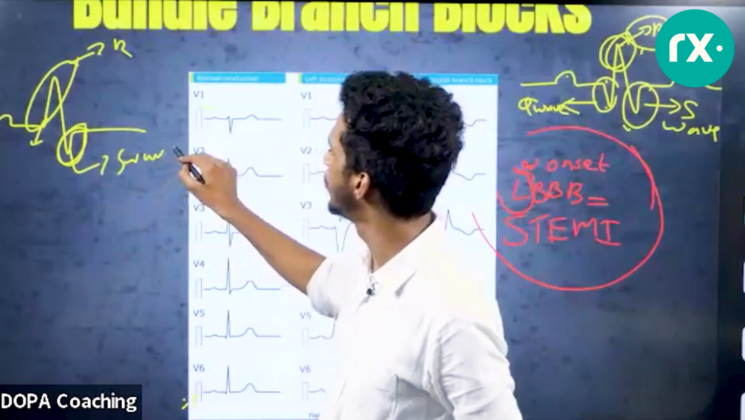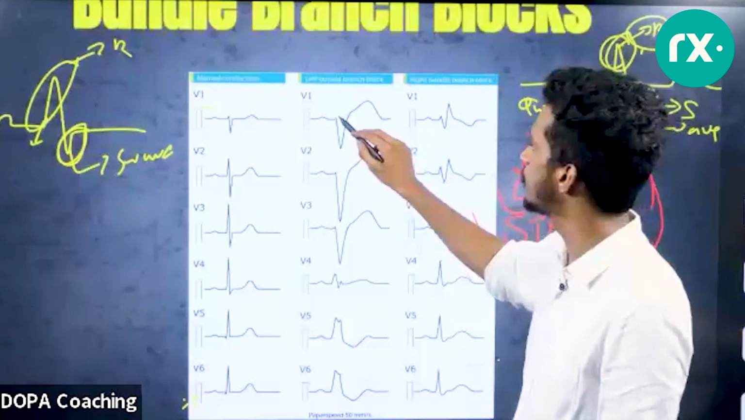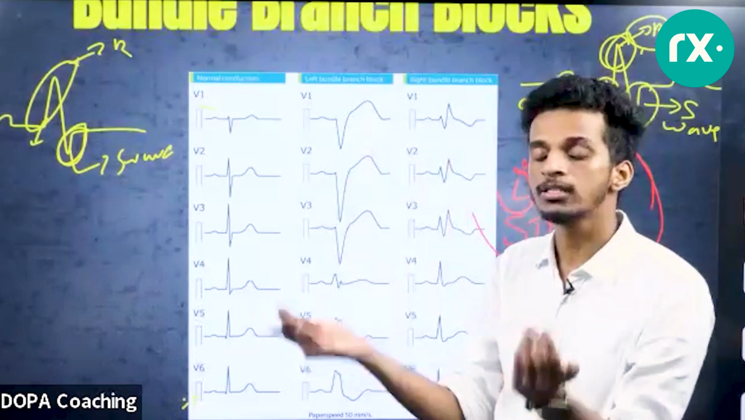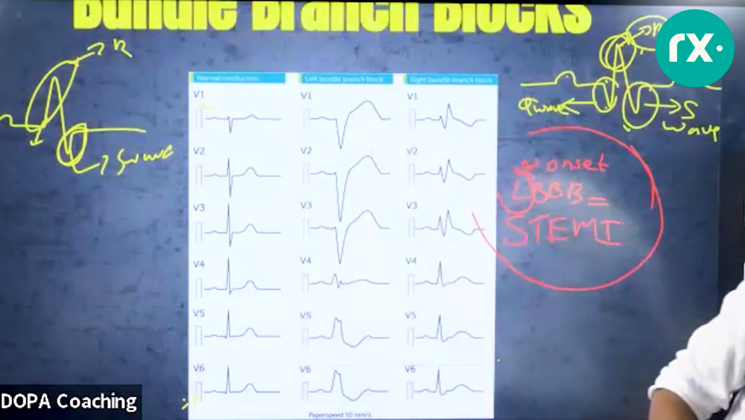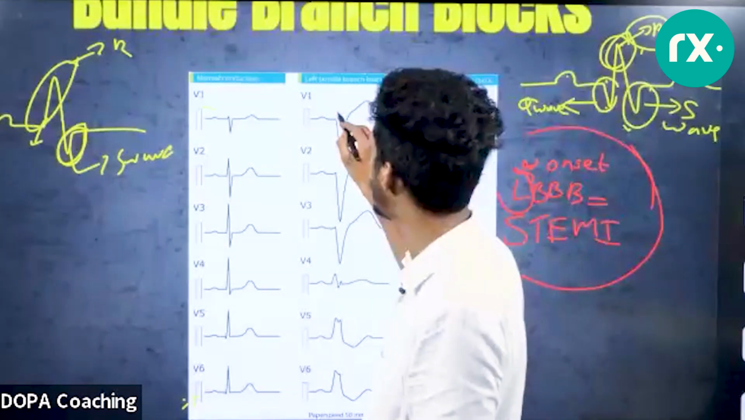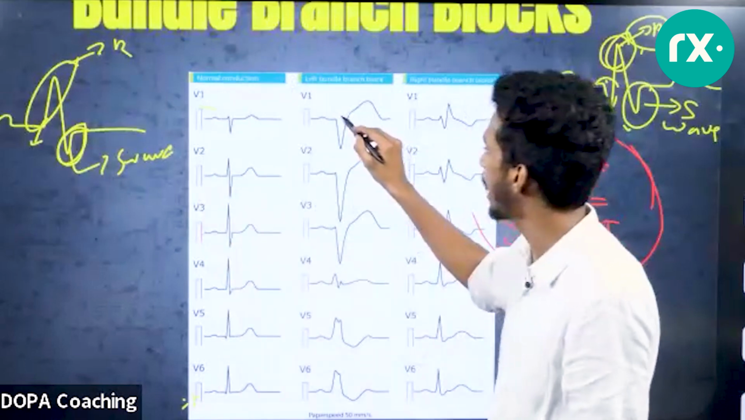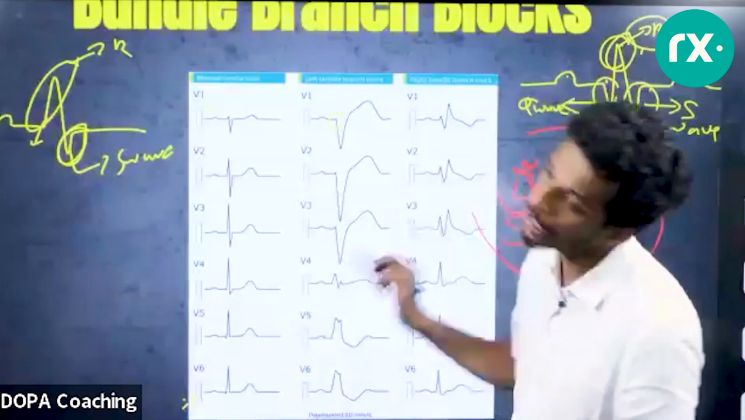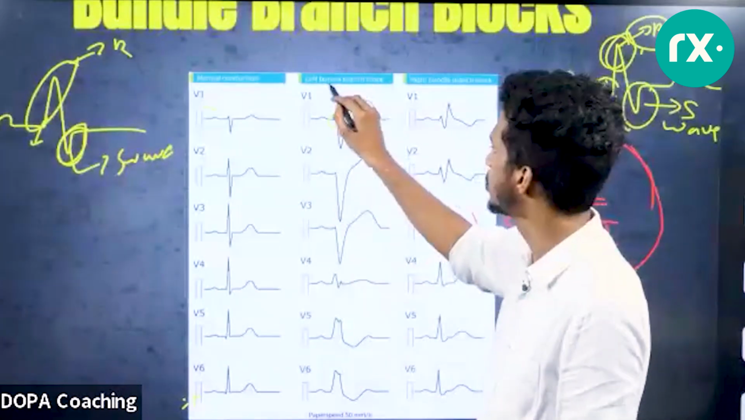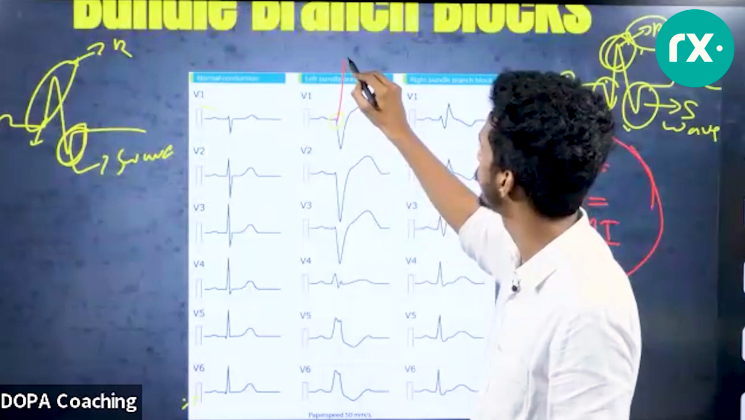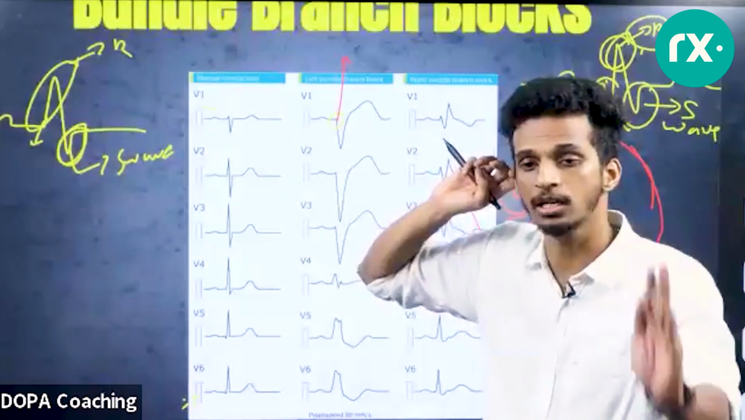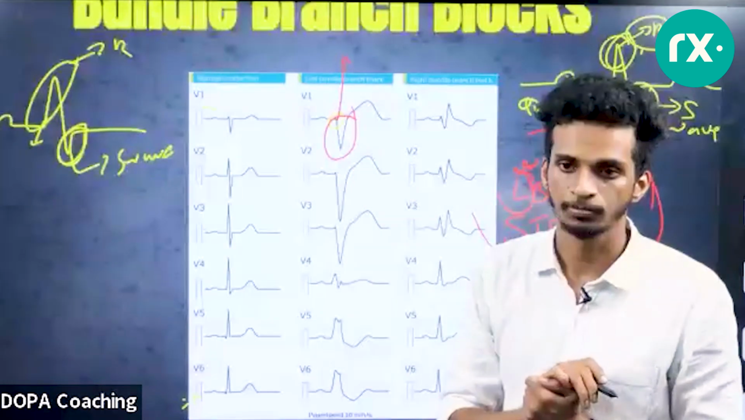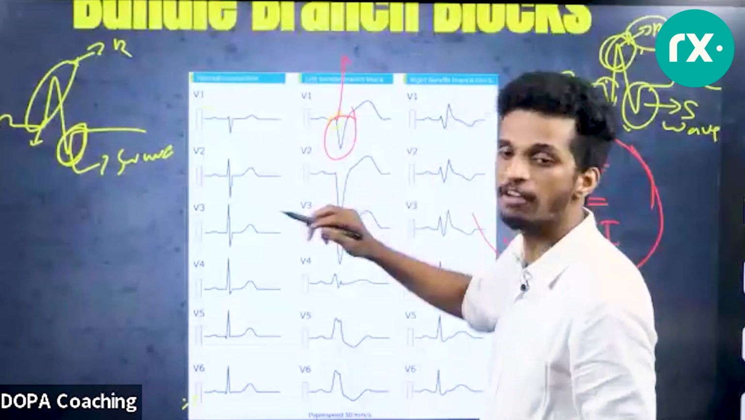So in LBBB, the first important thing is we have a wide QRS, because the QRS is more than 3 small squares. And the second important thing in LBBB is an absent R wave in lead V1. I told you whenever you see LBBB or RBBB, we are going to look into lead V1. So this is an LBBB. We don't have an R wave. That's the classical finding of LBBB. Second, we have a very deep S wave, and we have a wide QRS.